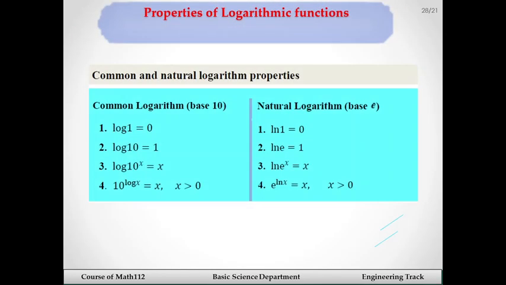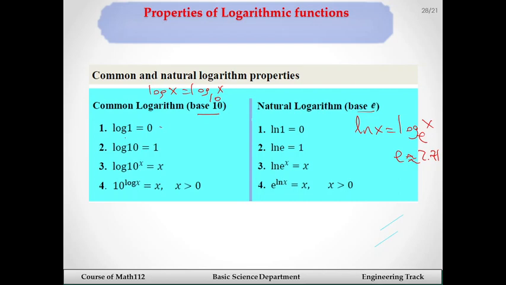Now the properties of logarithmic functions. Let's see. Now we will check the common and natural logarithms. Here, if you don't see the base, it means 10, and log base e is ln. This ln x is again log base e of x, and e is about 2.71. Here, log of x means log base 10 of x.